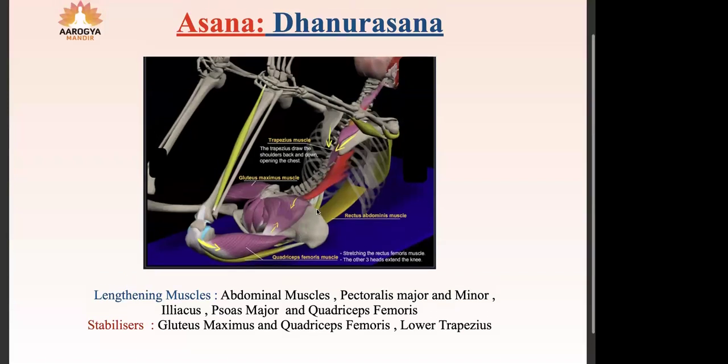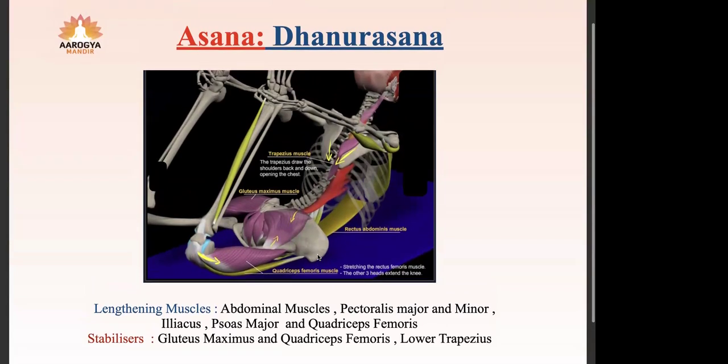Now, Dhanurasana has a more stretch effect on the abdomen and pectorals, that is the chest. At the same time, you have the psoas muscles, iliacus muscle, and the biceps getting stretched. And the tibialis anterior to an extent you can find getting stretched. Right? So this is about Dhanurasana.